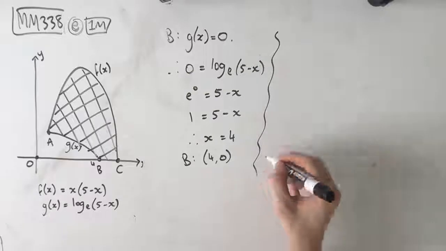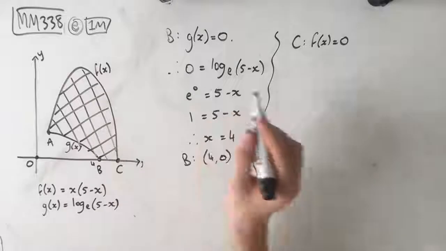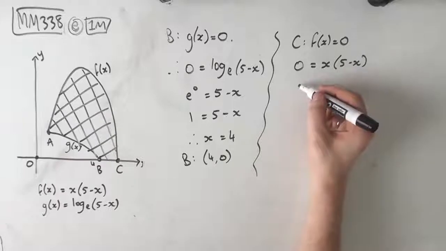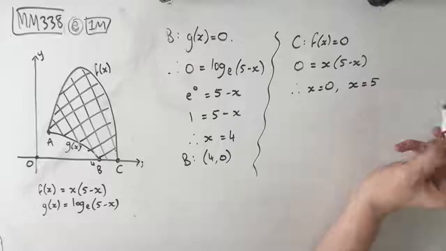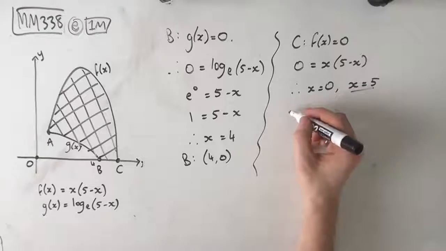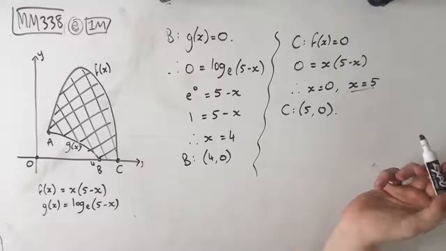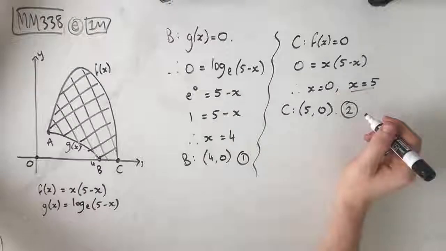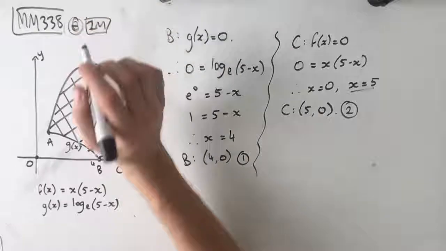Awesome. Now we can say that C occurs when f of x equals 0, right? Because it's our x-intercept of f of x, which means that 0 equals x times (5 take x). So therefore x equals 0 and x equals 5. But because this is clearly not x equals 0, C occurs at x equals 5. So C occurs at (5, 0). So our first mark comes when we find B, our second mark comes when we find C. That's it for part F. My bad again, 2 marks.